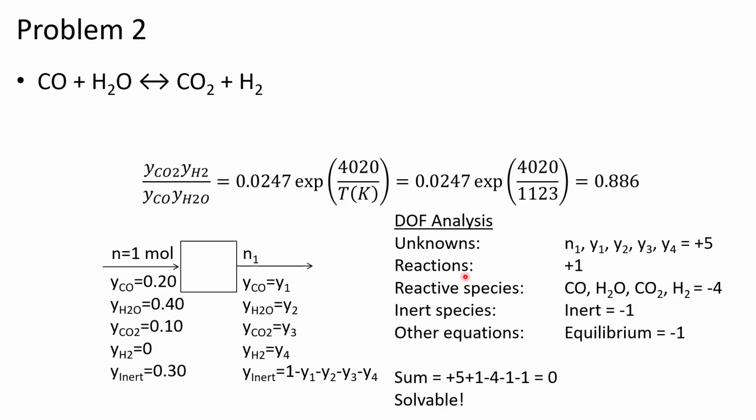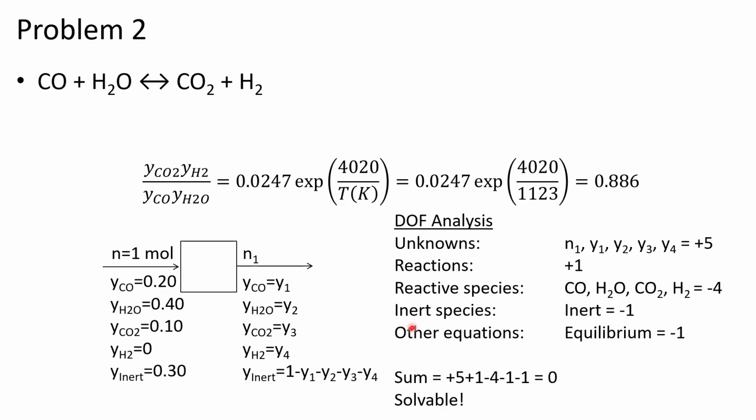We calculate the number of independent reactions. There's only one reaction, so this would just be 1. We don't have to worry about determining if all the reactions are independent, so we'll have a plus 1 here. Next, let's count the number of independent reactive species. There are 4 species: carbon monoxide, water, carbon dioxide, and hydrogen. So I have a minus 4.